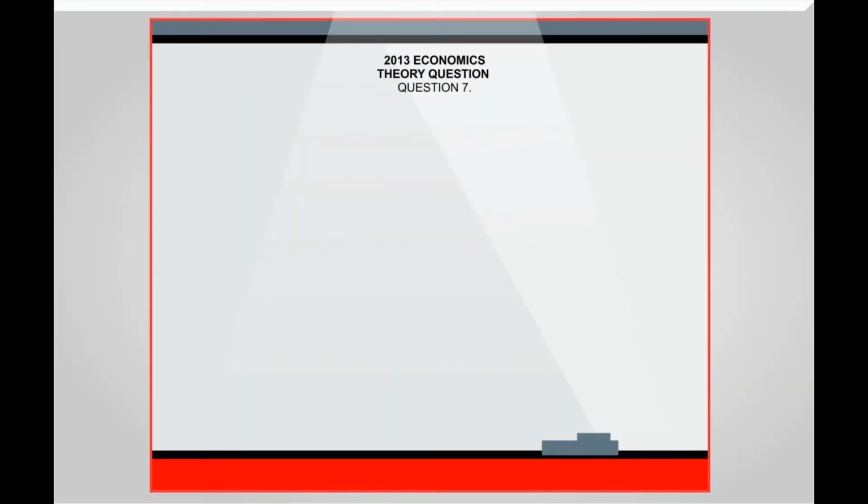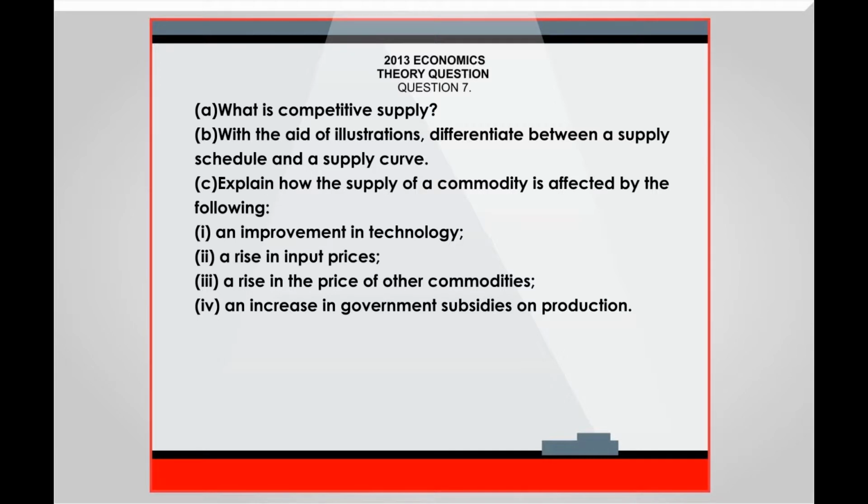Question 7. A. What is competitive supply? B. With the aid of illustrations, differentiate between a supply schedule and a supply curve. C. Explain how the supply of a commodity is affected by the following. I. An improvement in technology. II. A rise in input prices. III. A rise in the price of other commodities. IV. An increase in government subsidies on production. Answers.